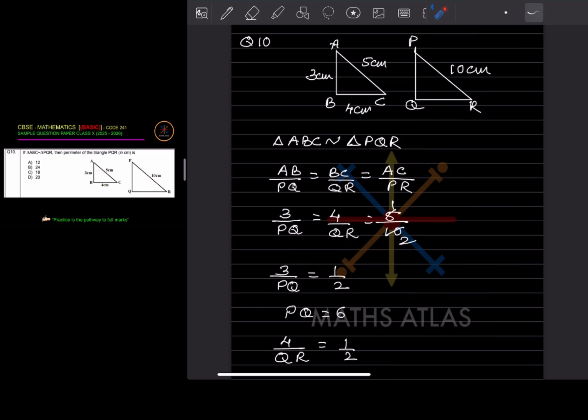So now let us take this and this together. So what we can write here, 3 by PQ is equal to 1 by 2. When you cross multiply this, PQ into 1 is going to be PQ, and 3 into 2 is going to be 6. We got the value of PQ as 6.